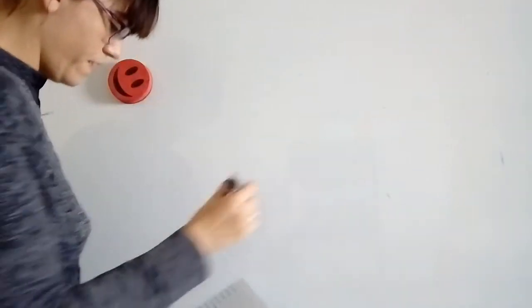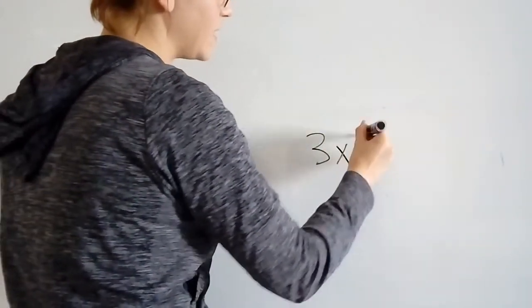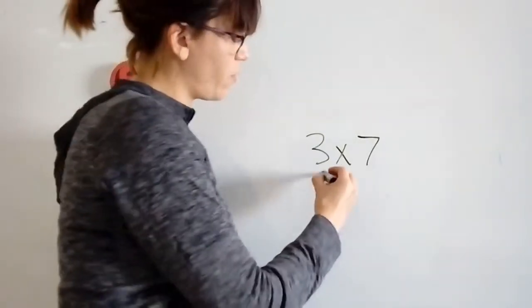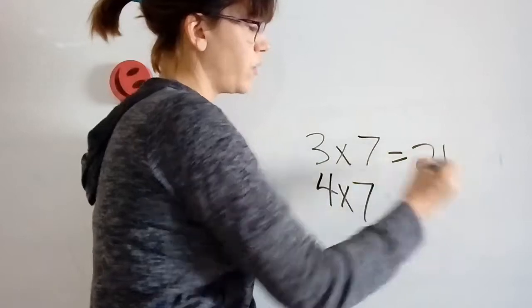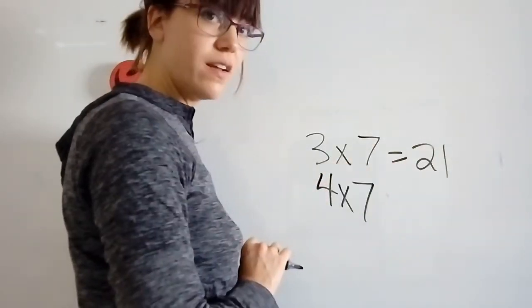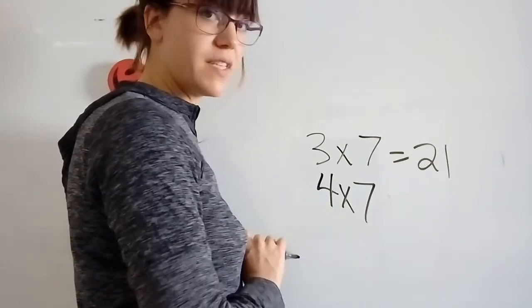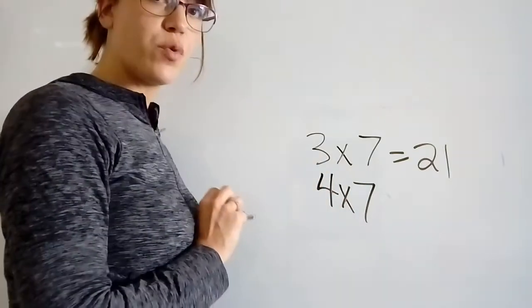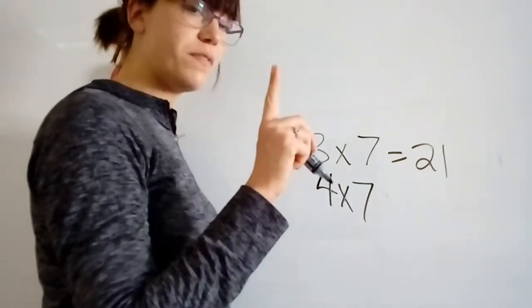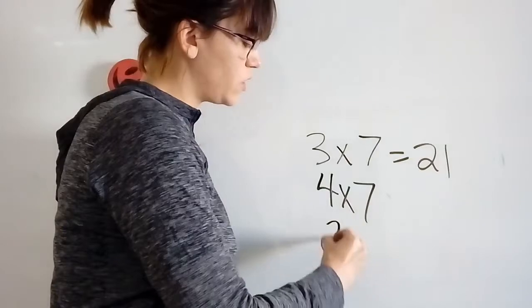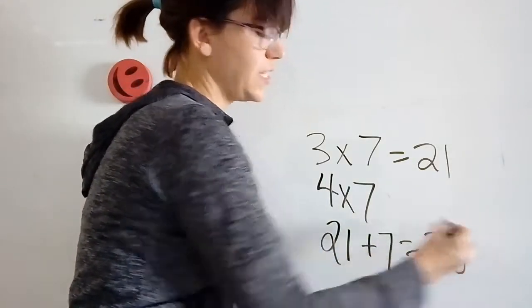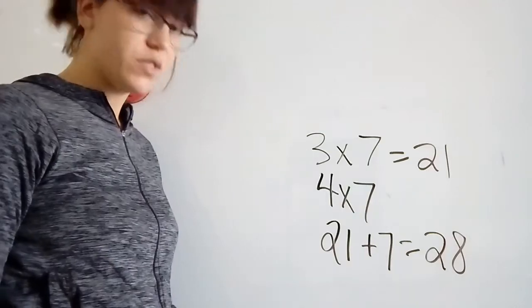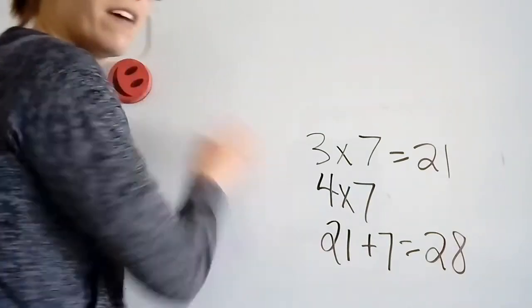If I have 3 times 7, it helps me to learn what 4 times 7 is, because 3 times 7 is 21. 3 groups of 7. This is 4 groups of 7. So we need to add another group of 7. 1 group of 7 is 7. So it's 21 plus 7 equals 28. Don't worry, we'll do a couple more examples to get the hang of it.